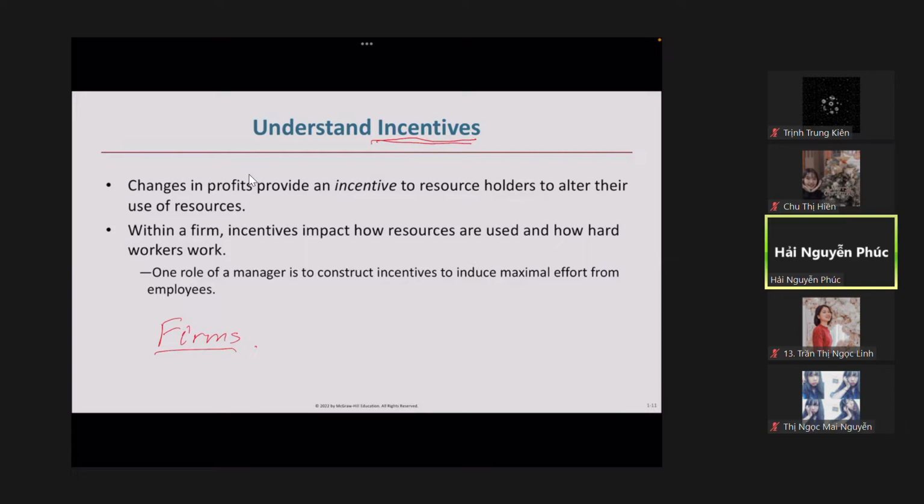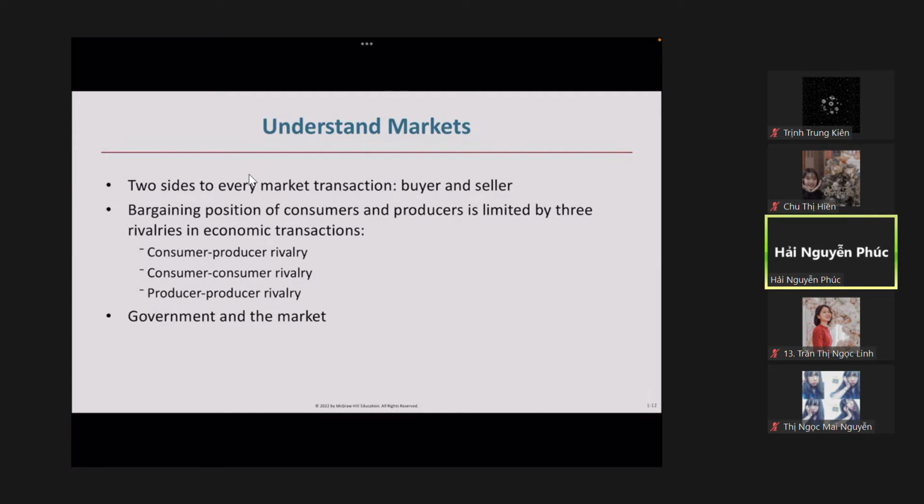The next point is about the market. Talking about the market, we know that it is the place where we have the interaction between the buyers and the sellers. Very often, we say in the market we have the interaction between two forces, demand and supply. Pretty simple. And it is very important to acknowledge that the bargaining position of the consumers or the producers is going to be limited or constrained by these three rivalries in economic transactions.